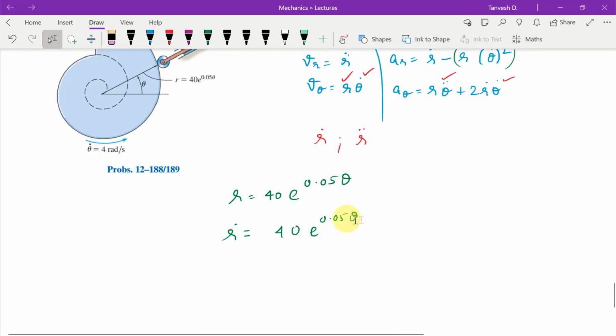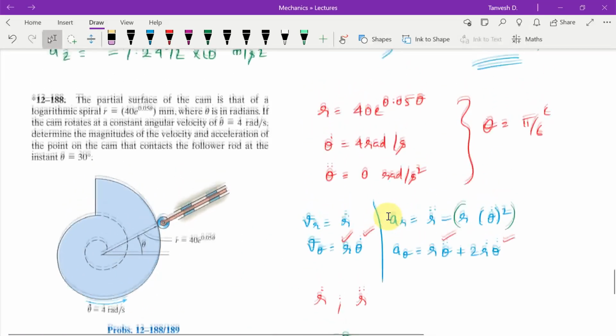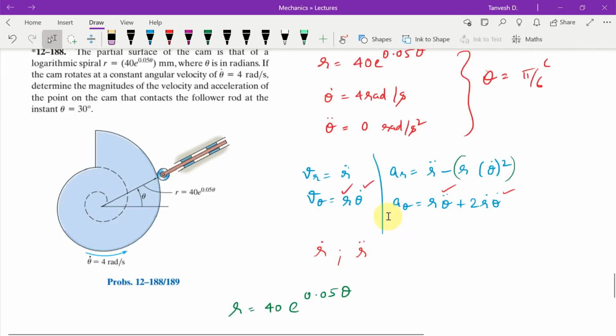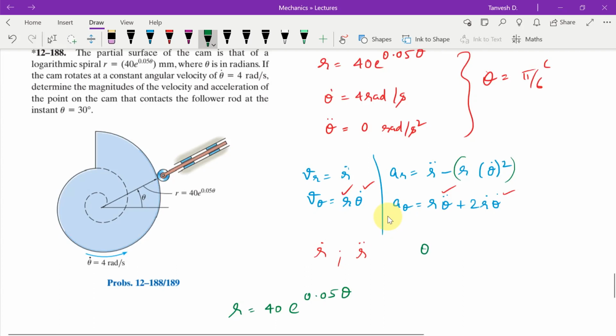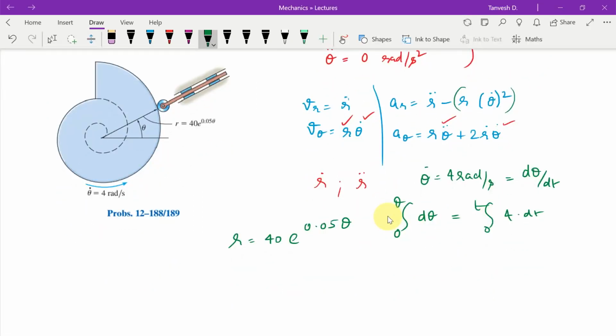So instead of that, what we can do here is let us not keep this r in terms of theta. Let us make it in terms of t. Since theta dot is 4 radians per second, which is equal to d theta by dt, integration from 0 to theta of d theta is equal to integration 0 to t of 4 dt. So theta is equal to 4t.